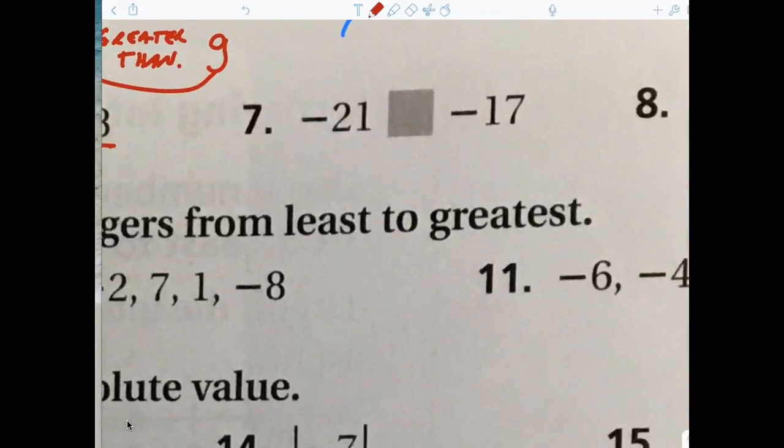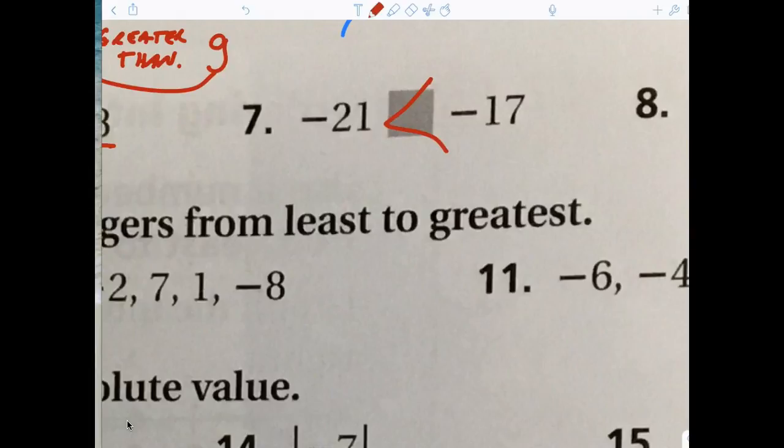All right, same principle with number 7. -21 is compared to -17. Less than. You don't have to write the numbers either. You can just write the sign for now. Yes, that's exactly correct. But I don't want you thinking that way. I want you to understand which number is greater, not the opposite.